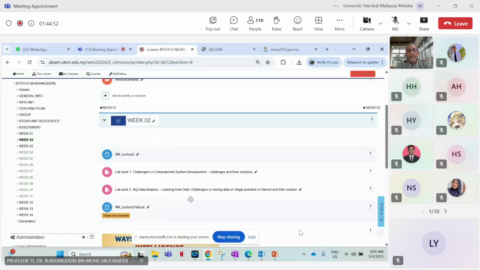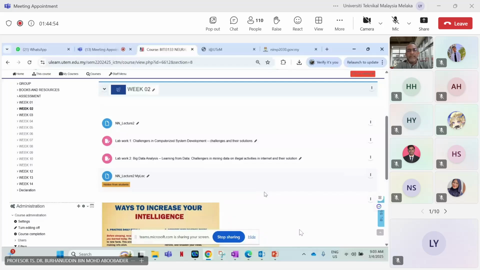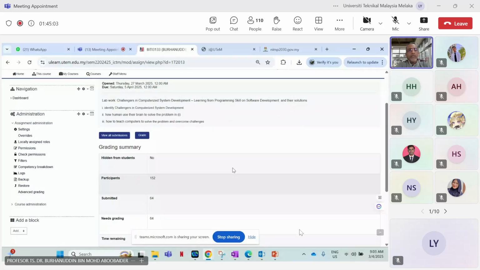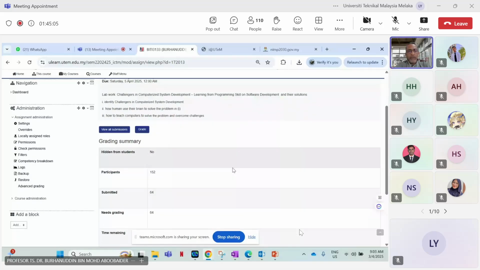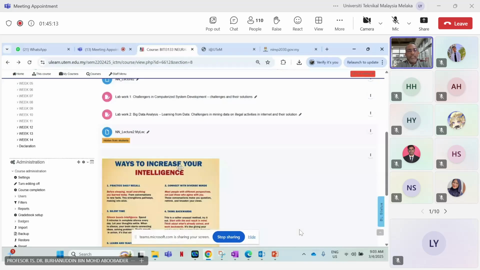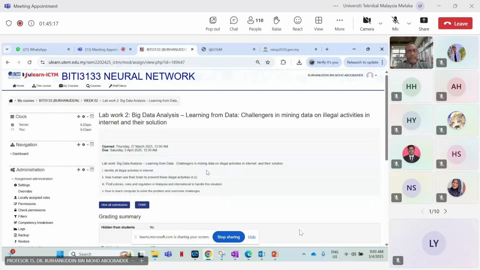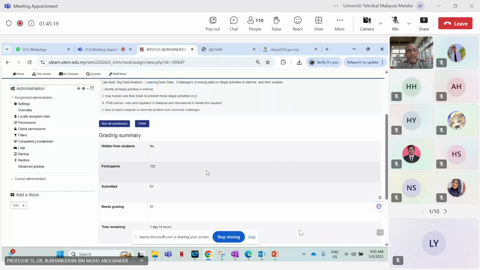Hello, are you with me? You see, lab work last week one, only 60 something, not even half. By right, you should do this during your lecture, your lab time. Am I right? Betul tak? Saya dah beritahu kan? Yes, doctor. This one also not even half submitted.